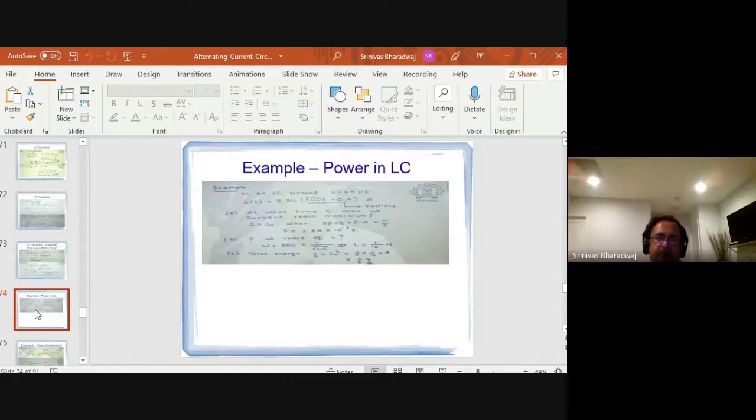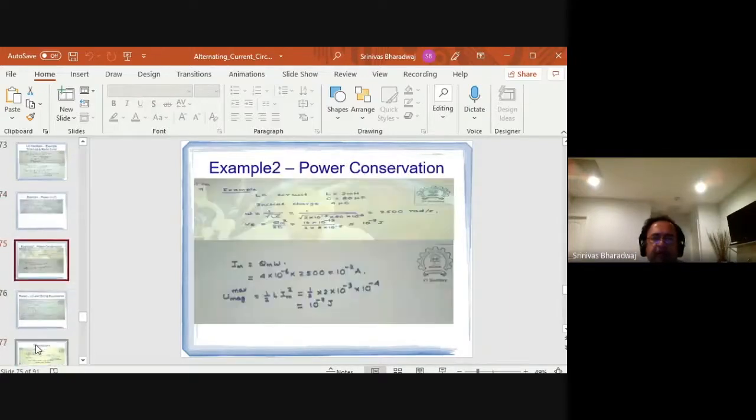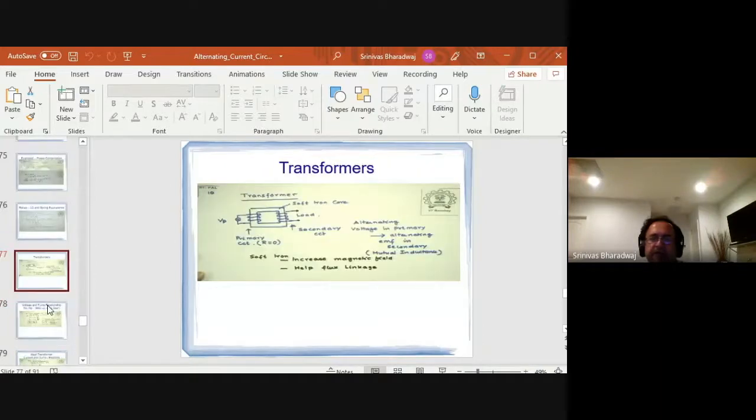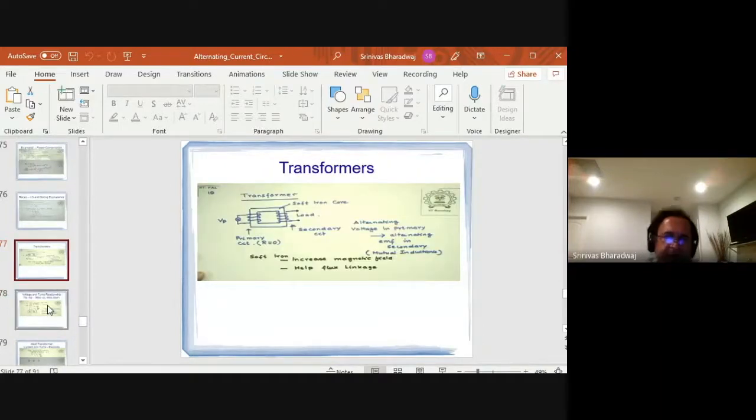Okay, so we also looked at power in an LC circuit, and we looked at power conservation. Now what I suggest is that instead of only relying on what I say, you do some problems and then things will get a lot better. So now I'm going to move on to transformers because we have to make progress.